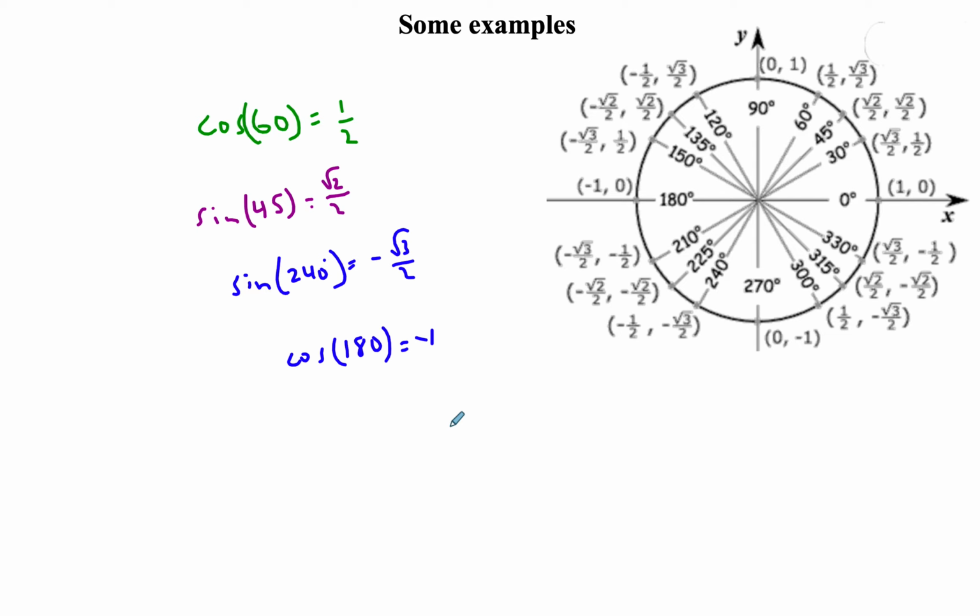Now, I will say this much. The sine and cosine are going to range between -1 and 1. If you're looking at, say, the sine of 90 degrees, that would be the y value at 90 degrees, which goes as high as 1. So all your values, sine or cosine, are going to be between -1 and 1. All the rest of these are fractions in between there.